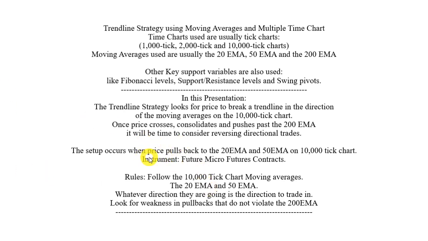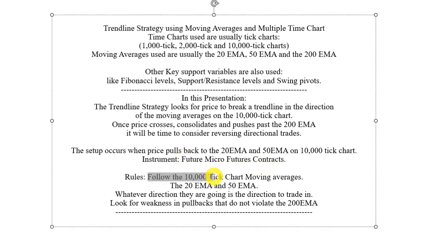All right, we're using the futures micro contracts. And again, the rules are follow the 10,000 tick chart moving averages, the 20 and 50 EMA. As long as they stay above the 200 moving average, we have a bullish bias. So whatever direction they're going in is the direction that we use.